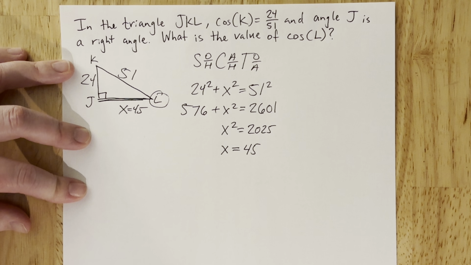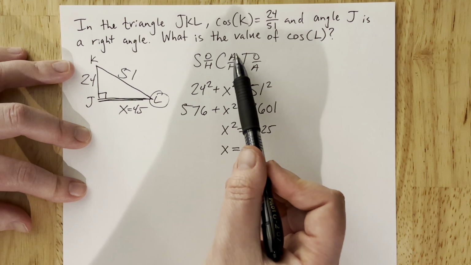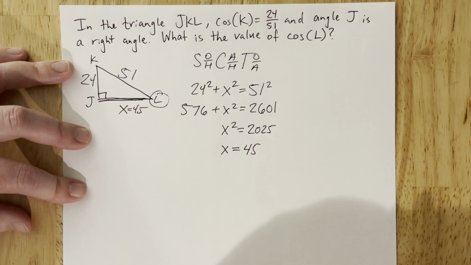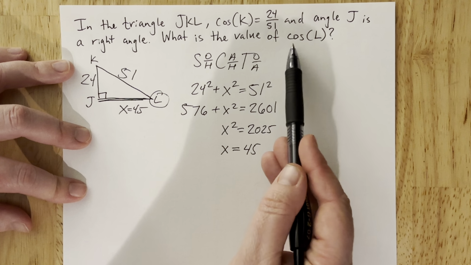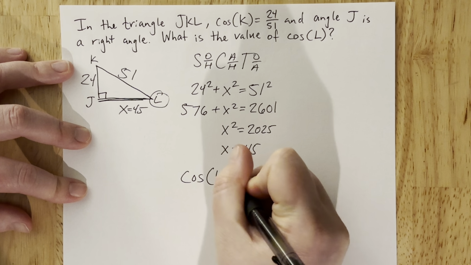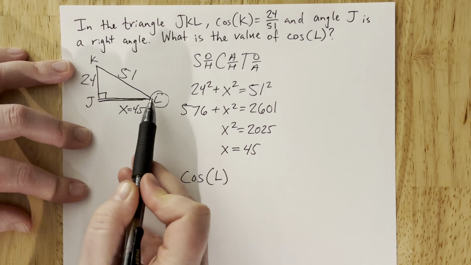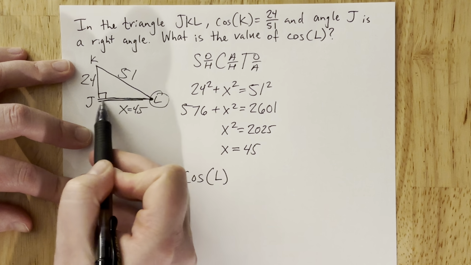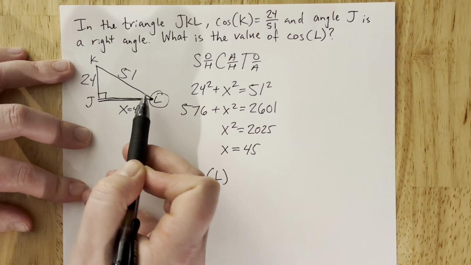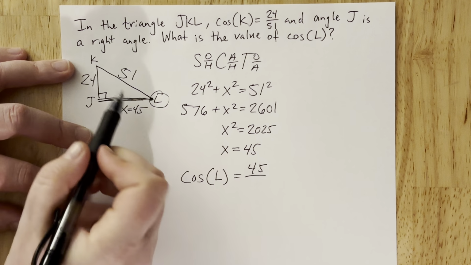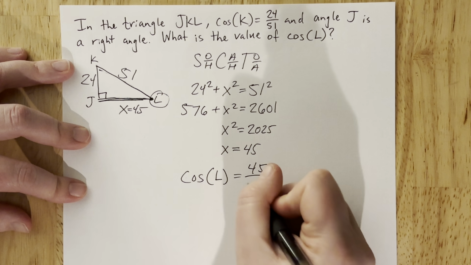Now that I have that, I can start to think about my cosine. Again, cosine will always be the adjacent over the hypotenuse. The adjacent changes depending on which angle we're considering. So if we're thinking cosine of L, I'm going to go to my L corner, that angle L, and the side that is touching it is the adjacent for L, so that's 45, over the hypotenuse, which is 51.